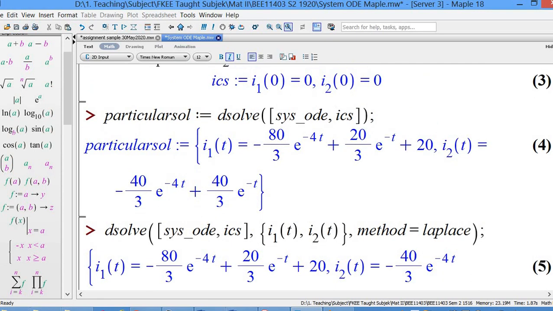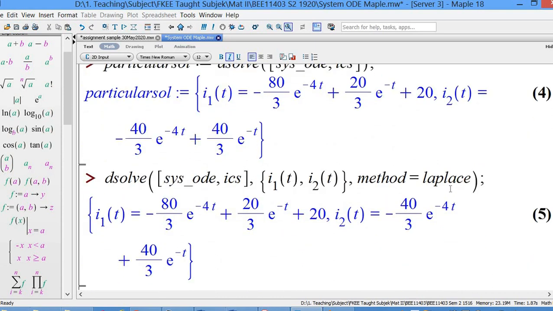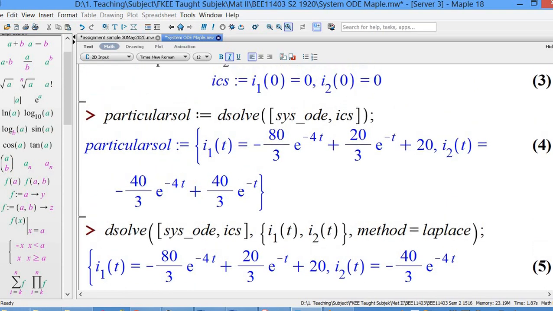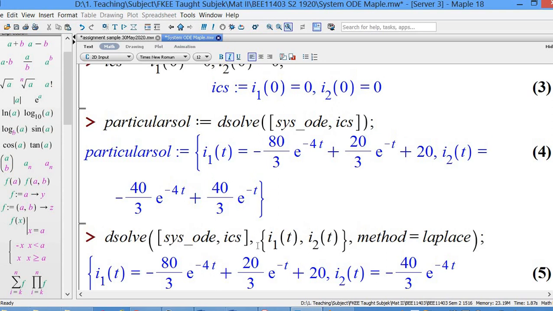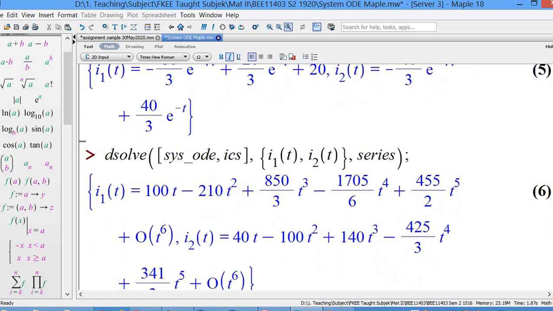So let's see how we type dsolve bracket SYS underscore ODE. This is the initial condition that we put here. This is using the method equal to Laplace. So you have curly bracket I1t comma I2t, method equal to Laplace. This is using Laplace. This is using power series methods.